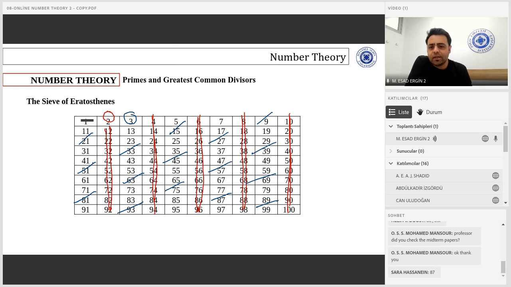And then he jumps to the next one, which is 5. Now he tries to eliminate the multiples of 5, change the color. Which ones are they? 25, 35, 55, 65, 85, and 95. The other ones are already done by 2.